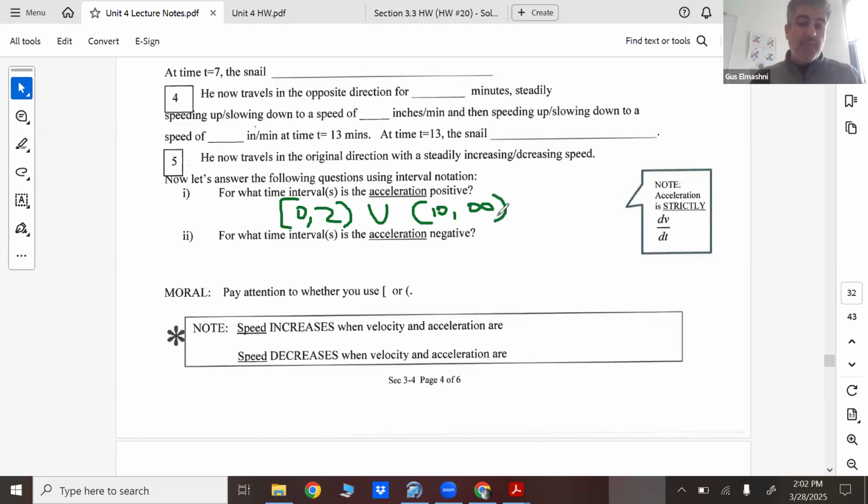Yeah, because you're looking at the slope of the V graph. By the way, how come I didn't include 10? What was the acceleration at 10? Is 0 positive or negative or neither? Neither, right? So that's why we don't include it. How come I didn't include 2? What's going on at 2? It's a corner, right? I can't find derivatives at corners.